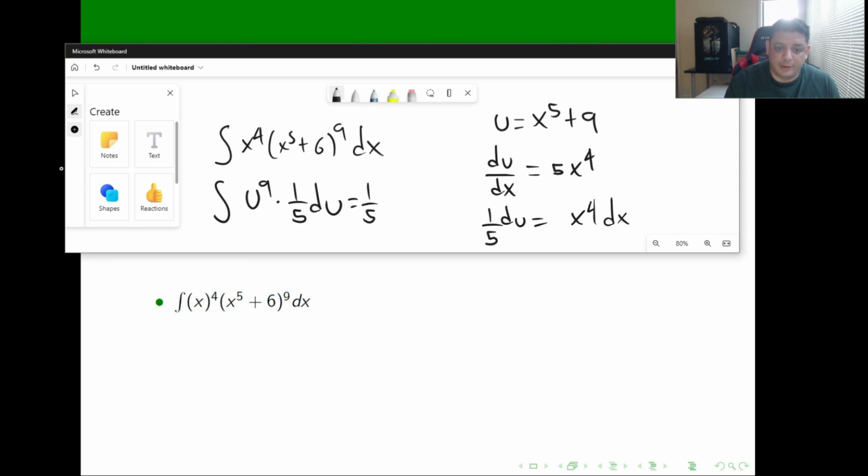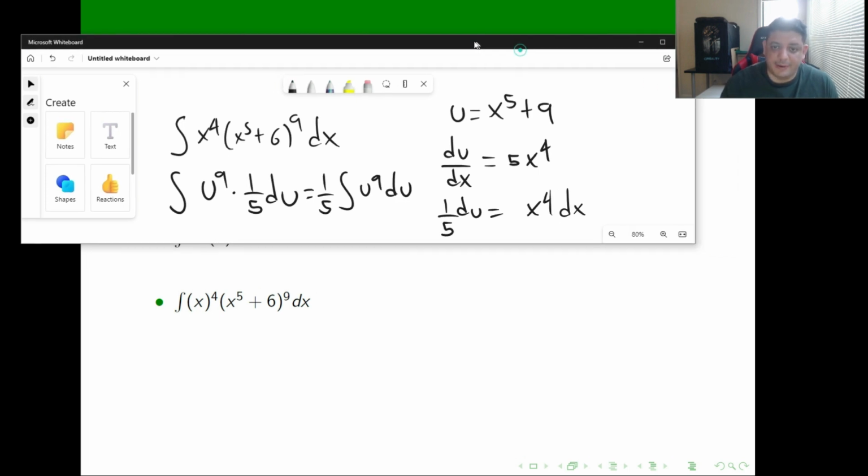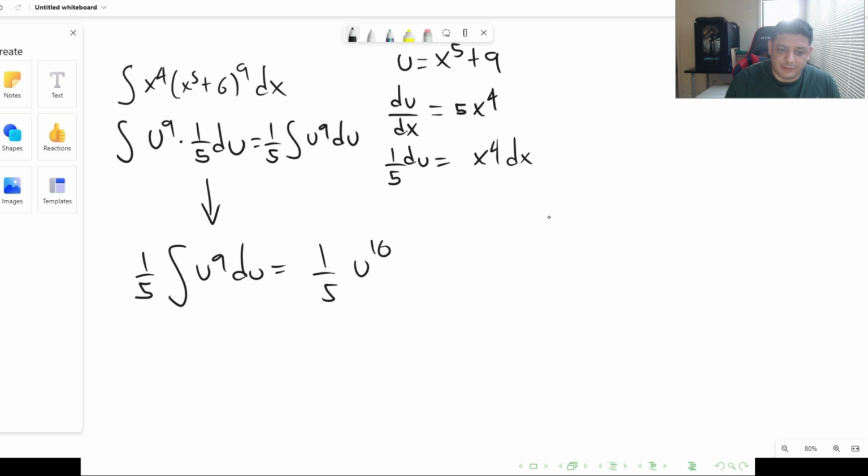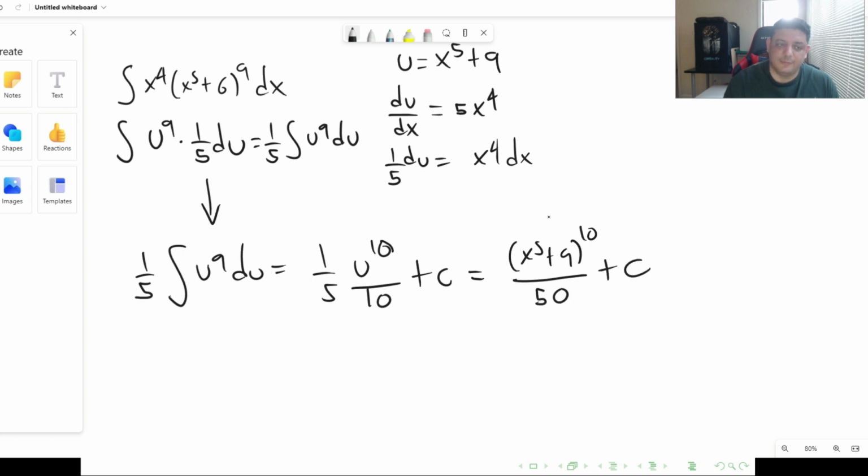And now I have 1 over 5 u to the 9 du, which is a power that we can very easily handle with normal antiderivatives. And this is going to become 1 over 5 times u to the 10 over 10 plus c. And now I'll go back to the original variable. So this is x to the 5 plus 6, to the power 10, divided by 50, plus c.